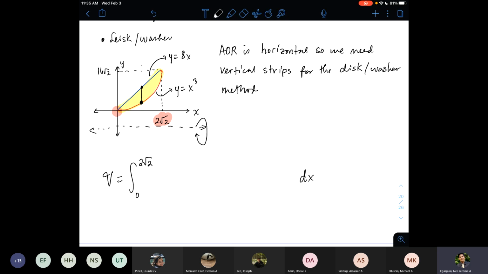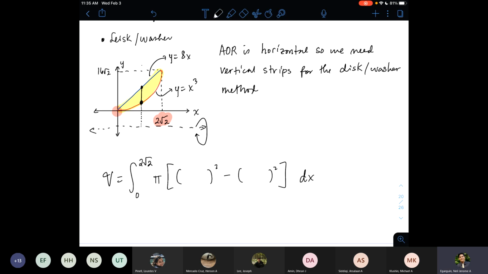Now, is it a disk or a washer? What are the cross sections? Are they disks or washers? Well, if you draw a vertical strip coming from the AOR towards the end of the region, okay, you see that part of it lies outside of the shaded region, right? Specifically, this portion is part of the vertical strip, but outside of the shaded region. So this is a washer method. So for the washer method, again, it's pi times outer radius squared minus inner radius squared.